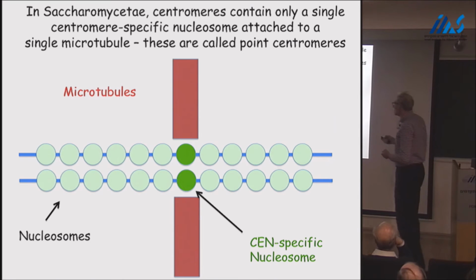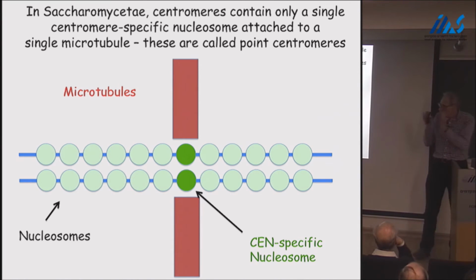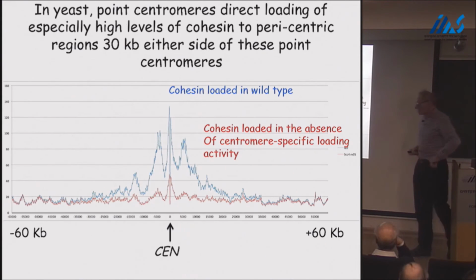And so it turns out that these centromeres, these point centromeres in yeast, are turbocharged loading sites for cohesin. Okay? And this was really first worked out by Paul McGee's lab. He was in Denver. I'm not sure what he's doing now. Here's an example of this.